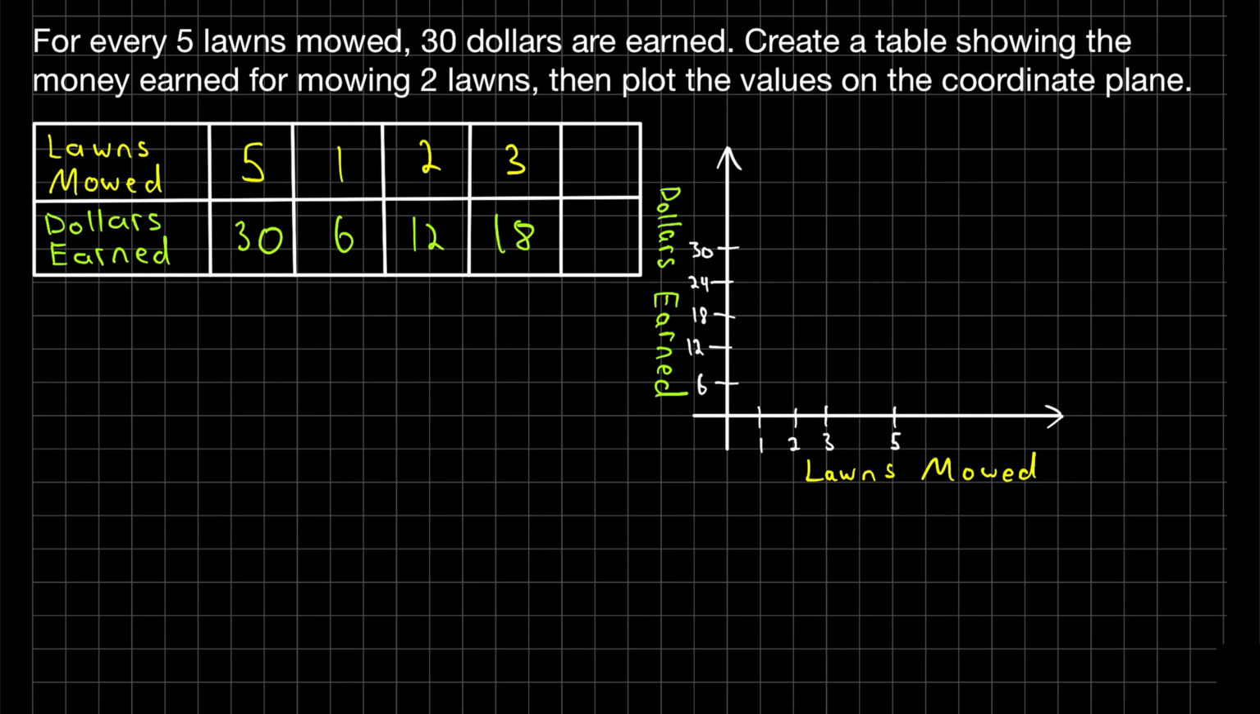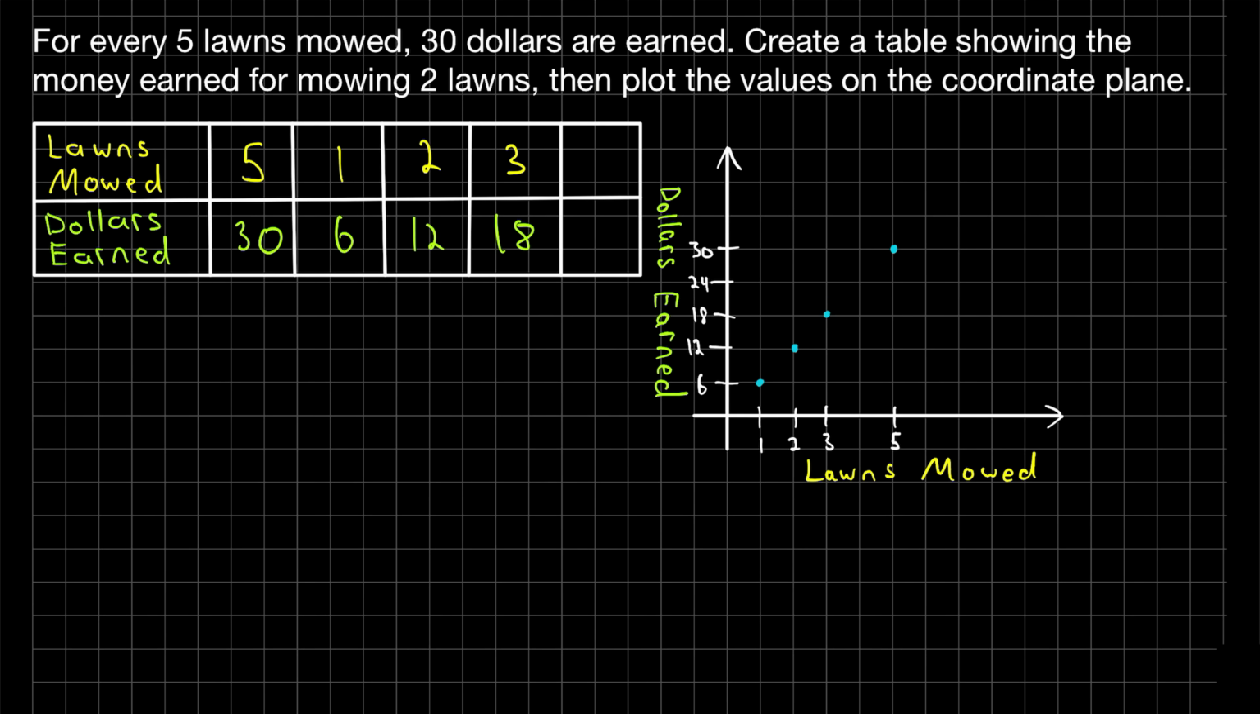And now we can plot the equivalent ratios. If we mow 1 lawn, we will make $6. So plot that point there. For 2 lawns, we'll make $12. For 3 lawns, we'll make $18, and for 5 lawns, we will make $30.